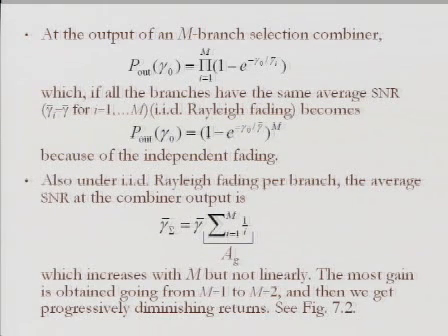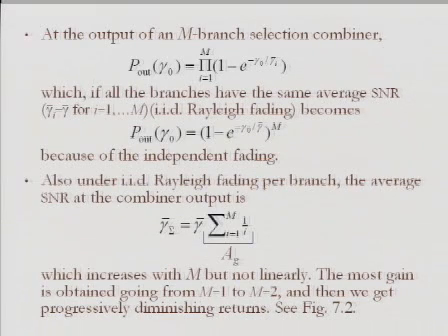And if we further assume that all the branches have the same average SNR, so that this gamma i bar is equal to gamma bar for all the i's, then this product becomes an exponential function. So we get 1 minus this exponential, to the power M, where M is the number of antennas. So that holds if the fading is independent and it has the same average.